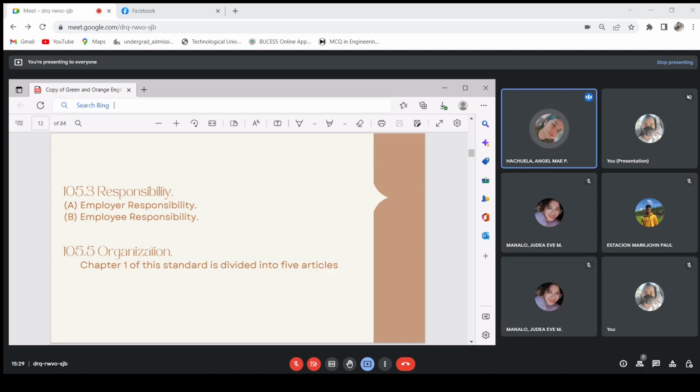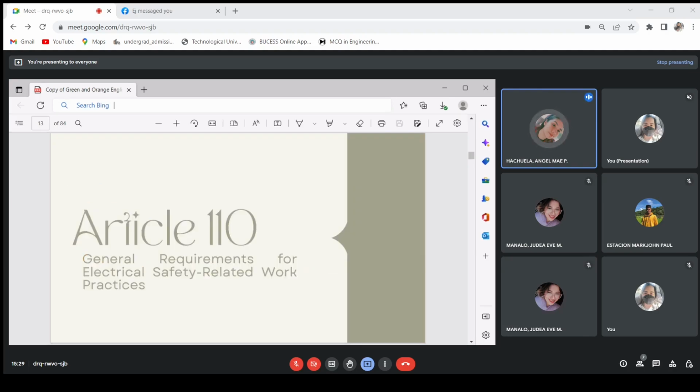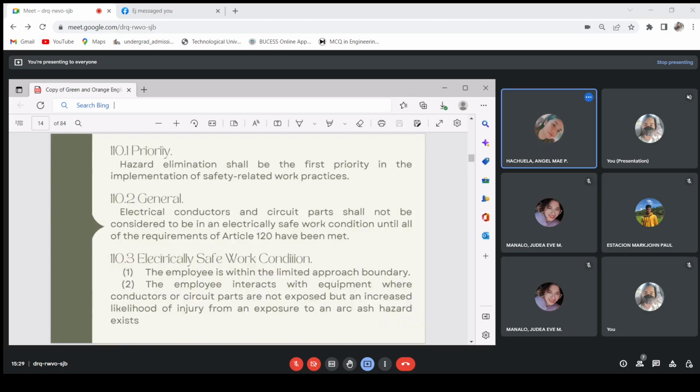So moving on, the next article which will be discussed is Article 110. It is the general requirements for electrical safety-related work practices. Priority: hazard elimination shall be the first priority in the implementation of safety-related work practices. So, yung hazard elimination is the risk control method listed first in the hierarchy of risk control.